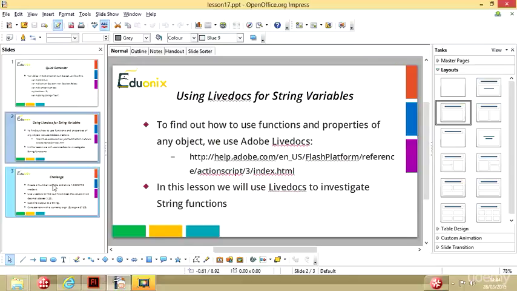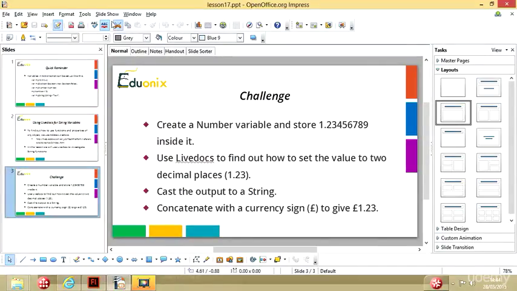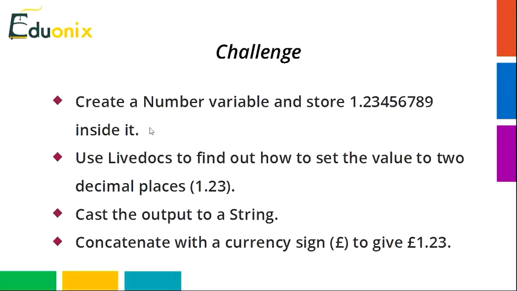But I'm going to leave you with a challenge just to make sure you understand how to use Adobe LiveDocs. So create a number variable and store 1.2345678 inside it. Then use LiveDocs to find out how to set the value to 2 decimal places. So it'll look like this, 1.23. Then cast the output to a string.